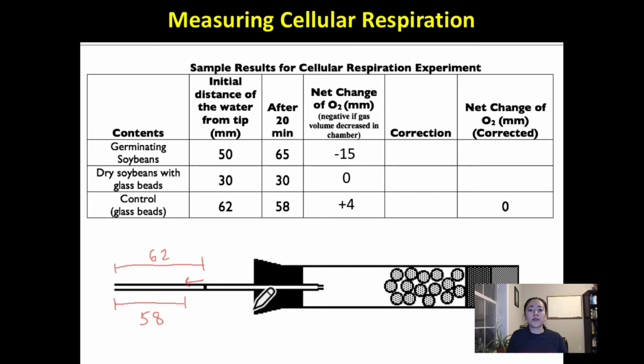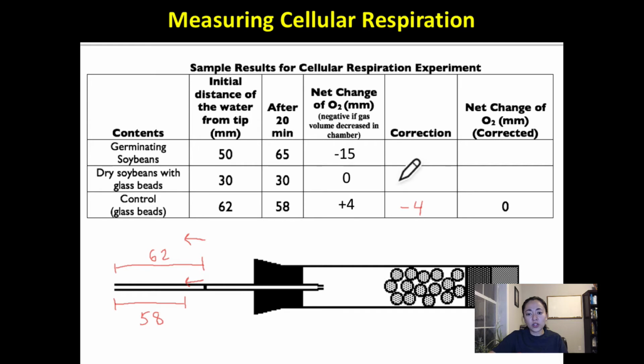So we need to correct for this because the control chamber shouldn't have changed at all, right? We just had glass beads in there. If the control chamber moved this way with just glass beads, that means something, maybe the temperature increased a little bit and caused the gas to expand. That means that probably happened in all of our chambers. So we'll have to subtract that change from each chamber because we want the change in the control to be 0 overall. So if I take +4, subtract 4, that makes 0.